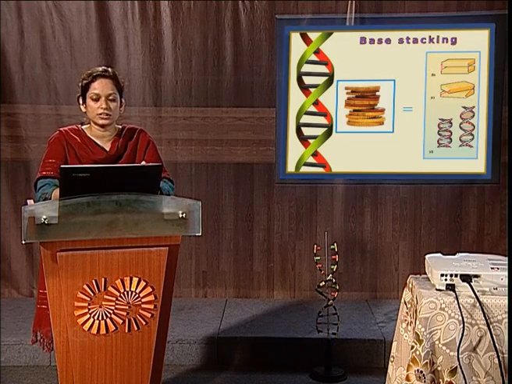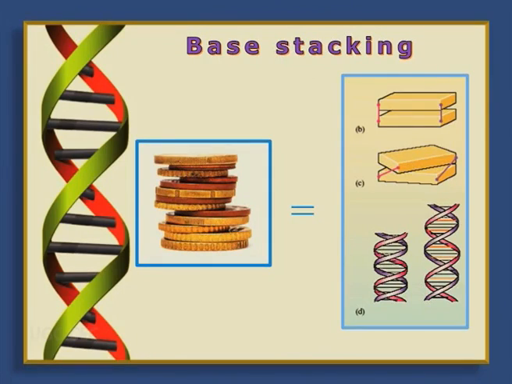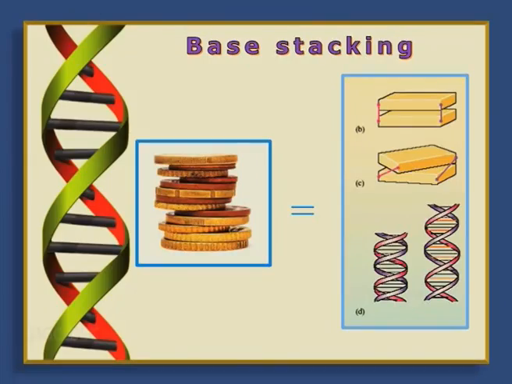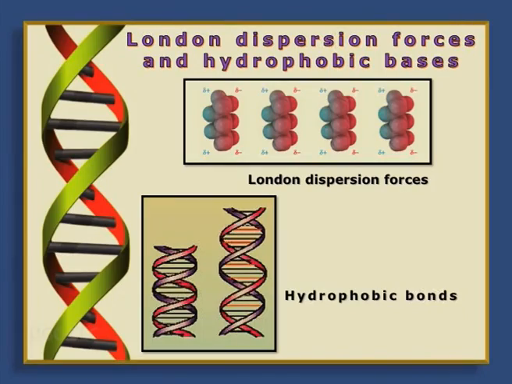Base stacking occurs because the aromatic bases are non-polar, so when they are dissolved in water, they come into close juxtaposition of the aromatic rings so that the pi systems can overlap. As shown in this slide, base stacking looks as if a row of coins has been piled together in a column. It consists of two kinds of forces, the hydrophobic interaction and the London dispersion forces, also known as dispersion forces.